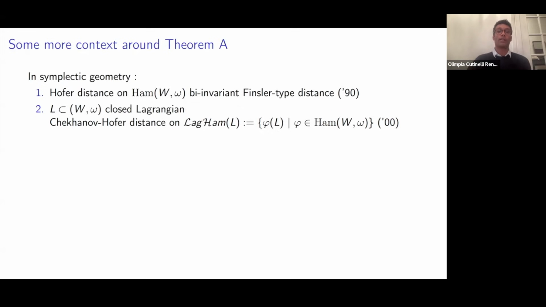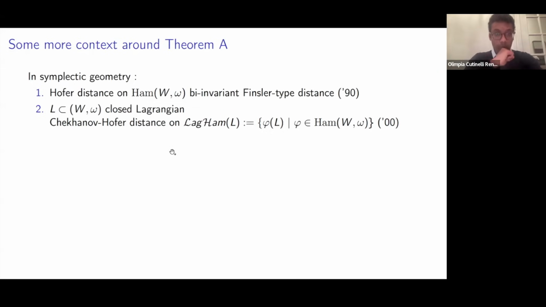So the Hofer distance is a bi-invariant distance on the group of Hamiltonian symplectomorphisms. Here, for simplicity, I am assuming that my symplectic manifold (W, omega) is closed. And this Hofer distance is a Finsler type distance. It was constructed by Hofer in the early 90s for R^2n, and then it was generalized by Professor Polterovich and Lalonde-McDuff for every symplectic manifold.